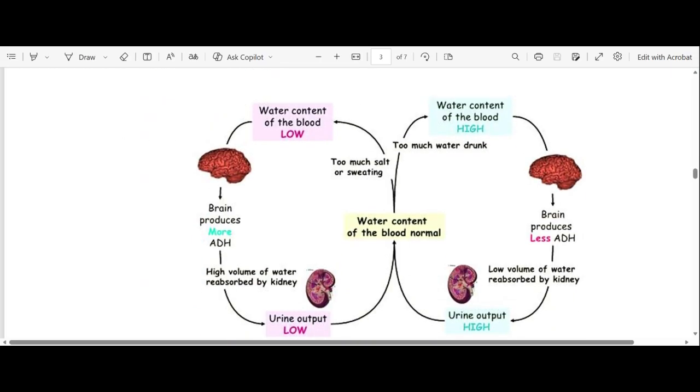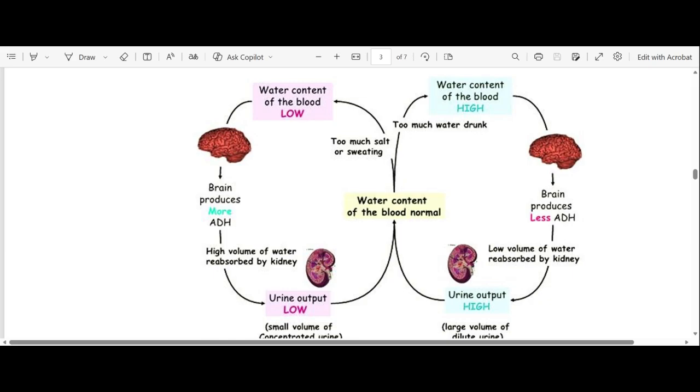Okay, so this is just a diagram of how water levels are maintained in the body. I'll explain this diagram so that it makes sense. So the water content of the blood is normal. So what happens when the water content in your body becomes low?